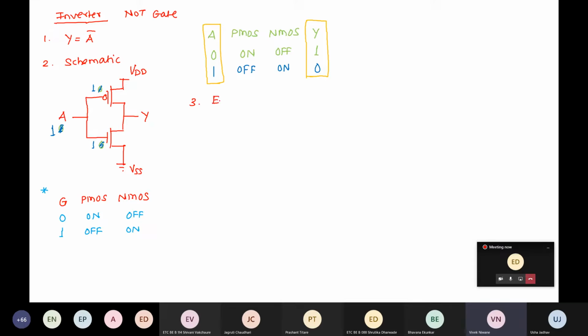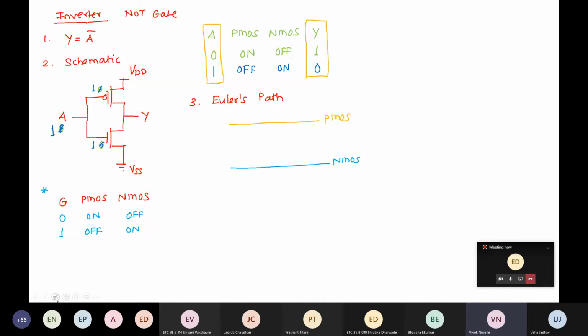Third is Euler's diagram. Was it written diagram or path? Yes, okay, Euler's path was written. So what will we do? There is a very straightforward procedure. Observe, I draw a horizontal line for PMOS. Okay, then we do have another horizontal line for NMOS.